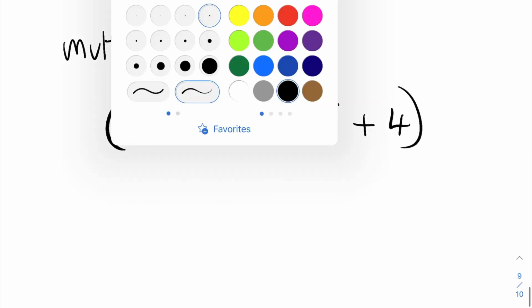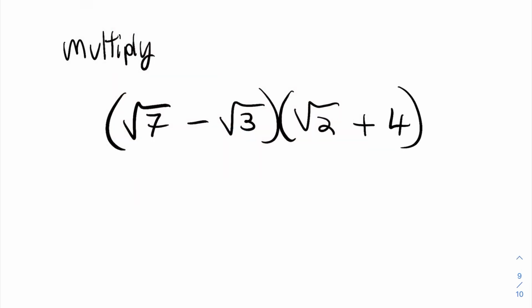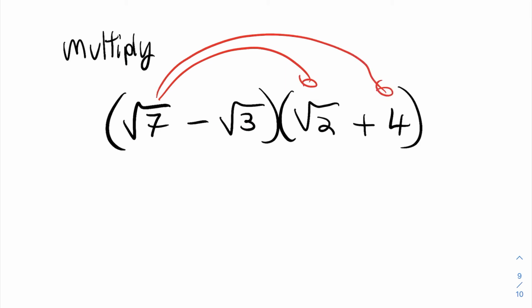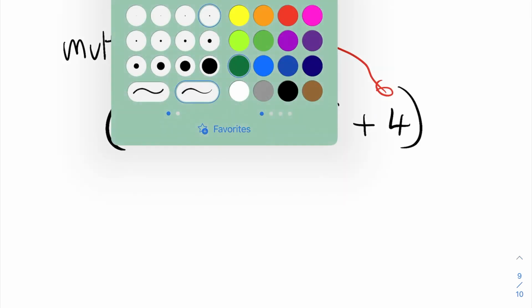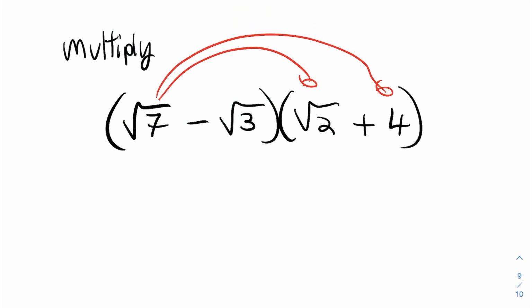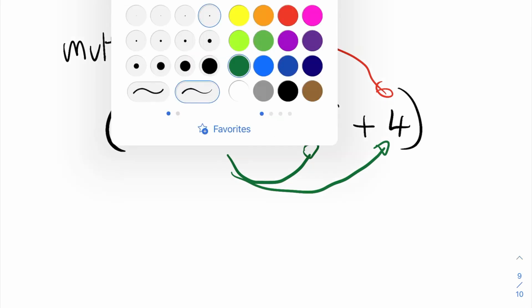We just have to make sure to distribute the square root of 7 to both of these, and also distribute the negative square root of 3 to both of them also. We're distributing the square root of 7 to both of those, and we're distributing the negative square root of 3 to both of them also. So let's do that distribution then.